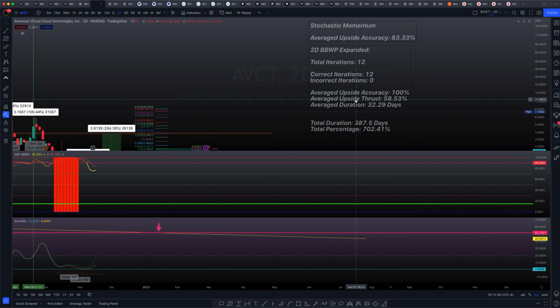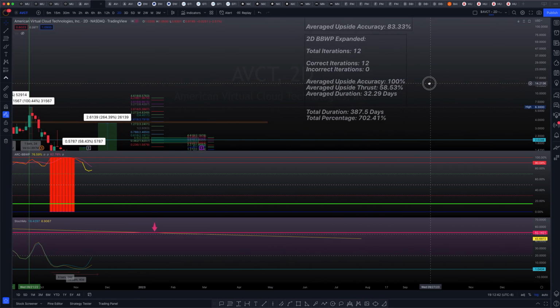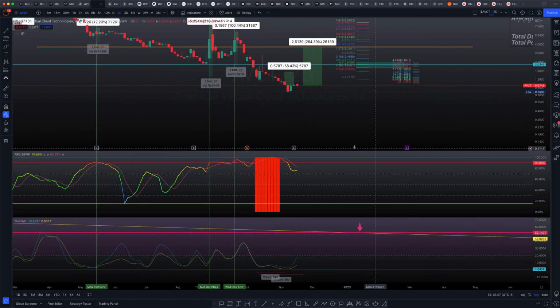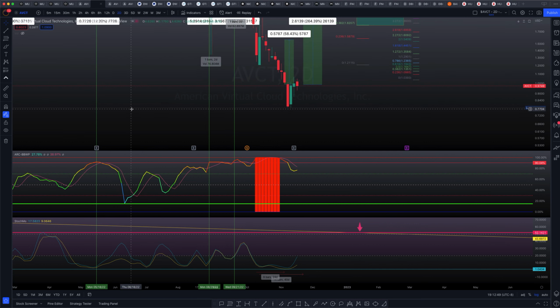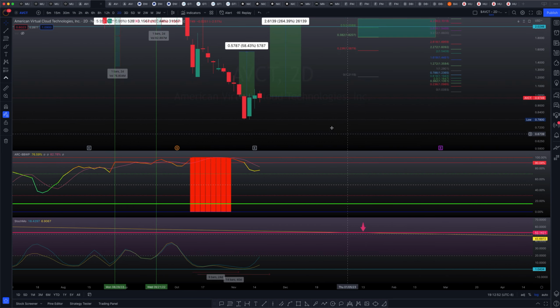We have an averaged upside thrust of 53% over the span of just over a month. This is proof of work. So applying that 58% to the upside based on the firing of the signal, we can see a test of $1.56, which has confluence with our 0.236 fib ratio, and it does have confluence with our 2 fib at 154. So there are some pretty desirable targets within this move.